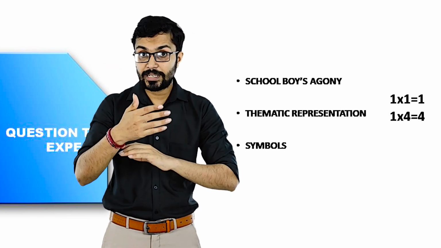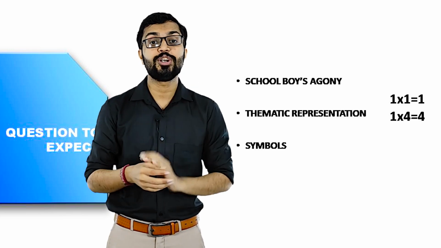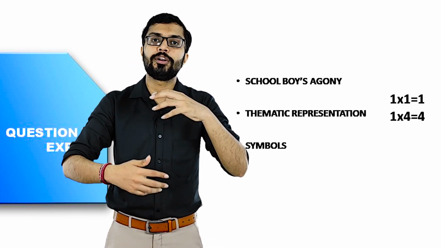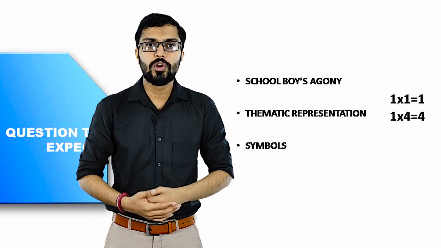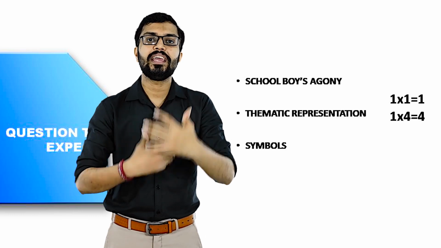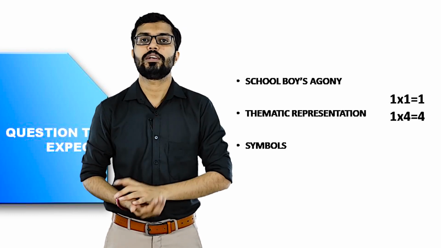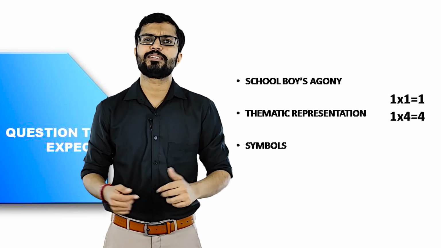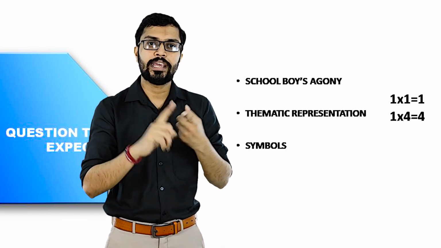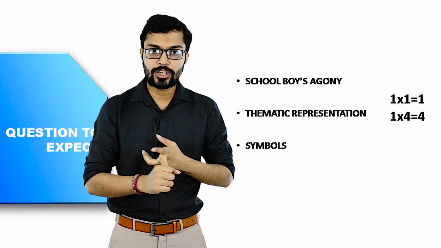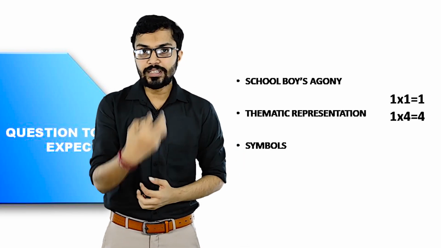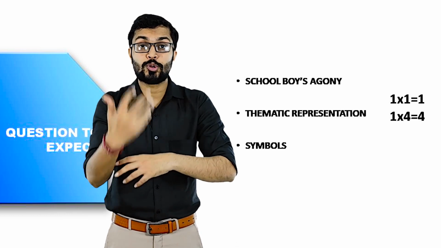Or the thematic representation. In the beginning I mentioned what thematic representations are there: the nature, or the condition of the school and the schoolboy in the school. All these may come as a question. And the last one is symbols. One is the caged bird, and then the nature, and the summer season, winter season. All these are the symbols in the poem that you have to mention and write for the answer.